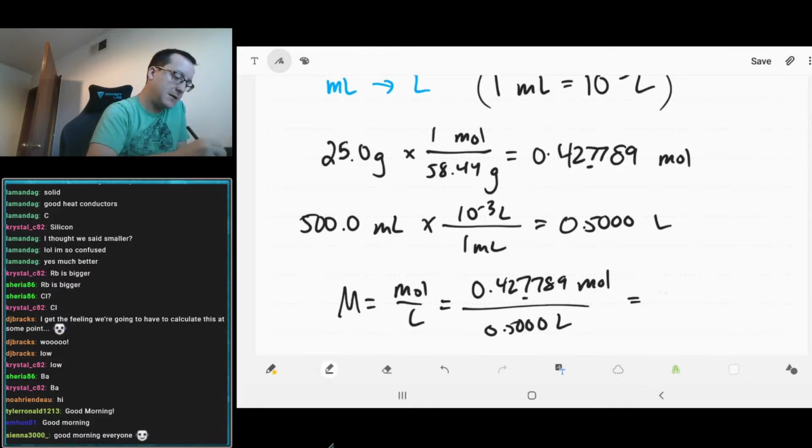And we get 0.85. Let's do the sig figs for us. 856.